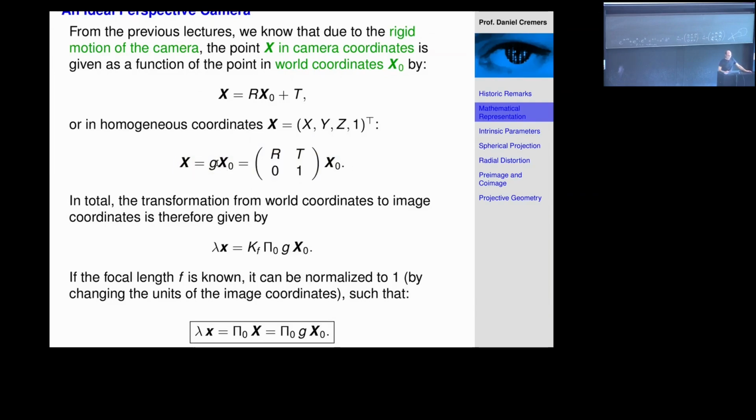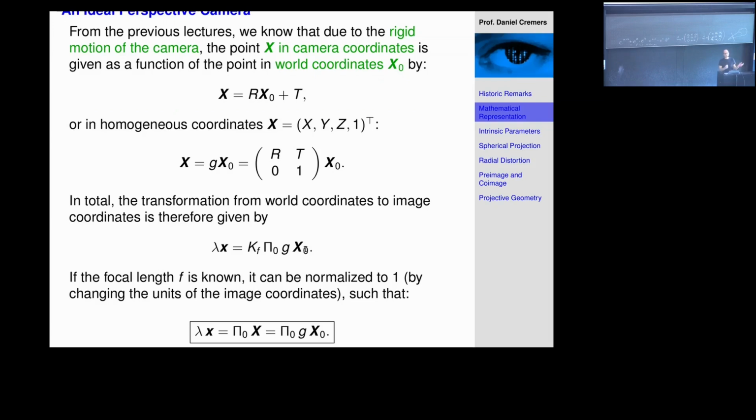So g times x0, where g is this element from the rigid body motion group. That means the total transformation from the world coordinate point x0 to my screen coordinates is, first, and this is typical for all of these transformation equations, you have to read them from right to left.